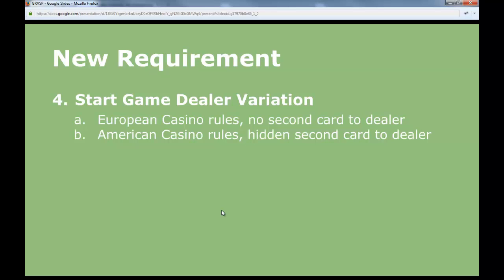So, to start the game, we have a variation. In Europe, the dealer actually does not get a second card. But in America, he gets the hidden card, and this is the implementation we have right now. So the question then is, how should we incorporate this new variation of starting the game in a good way? Any ideas?